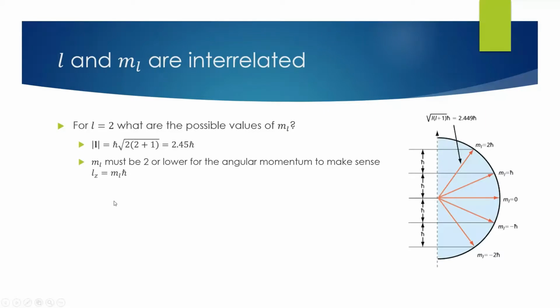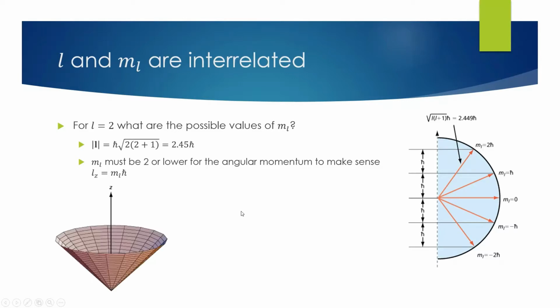So our L_z, the Z component of our angular momentum, is m_L times h bar. If the total length of our orbital angular momentum is 2.45 h bar, we can see why m_L can't be greater than 2. If it was 3, it wouldn't make sense. We'd have one component that's longer than the length of our vector. So our m_L quantum number, which determines the length of the L_z part of this vector, must be 2 or lower. Of course, it could also be negative because we're talking about a vector. So this gives us some limits on our variables.